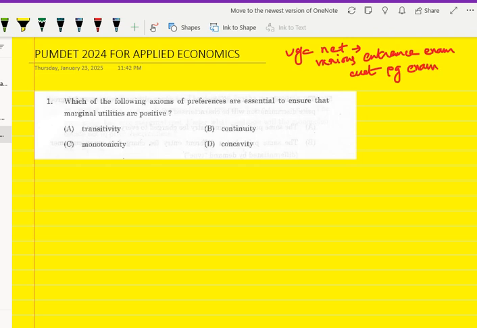So I have come with an interesting thing for you today. I have come with the PUMDET paper solution. Let's see how I can help you, and if you need any more guidance for any more topic, do tell me. Let's see how we can go.